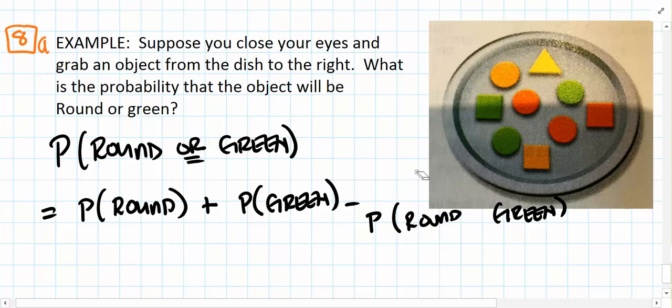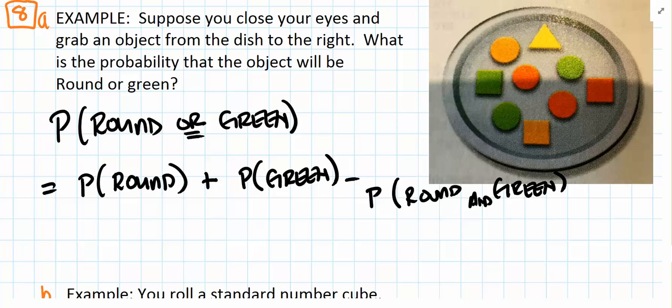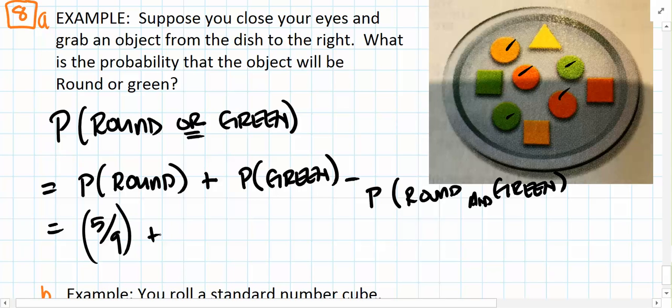What's the probability of a round object being chosen there? Well, rounds are 1, 2, 3, 4, 5 out of 9, right? Plus, what's the probability of the green ones? I got 1, 2, 3 out of 9. Now I have to subtract off how many are round and green. That would be this one here and this one over there. So that'd be 2 out of 9.